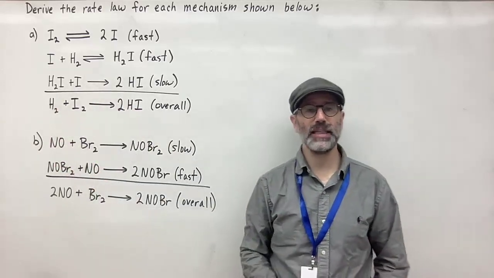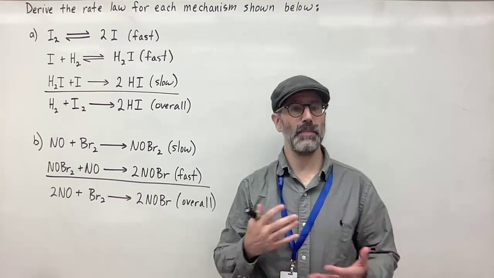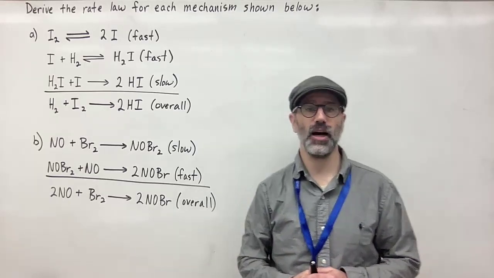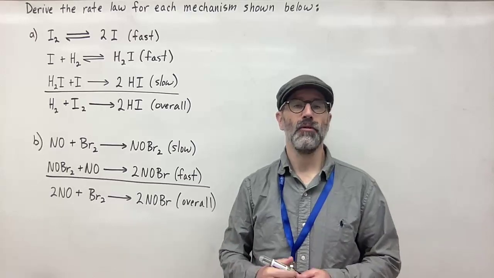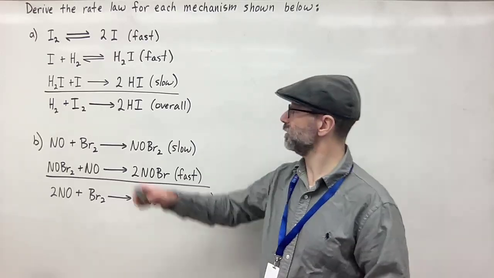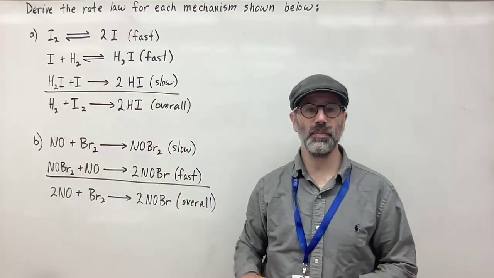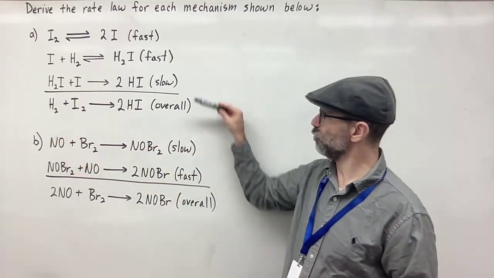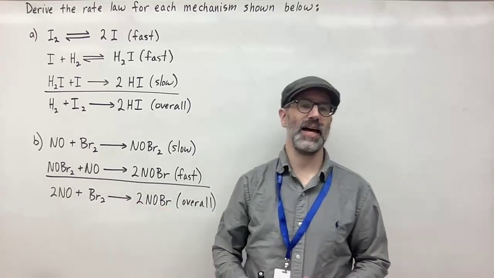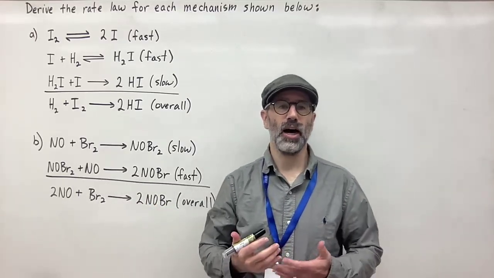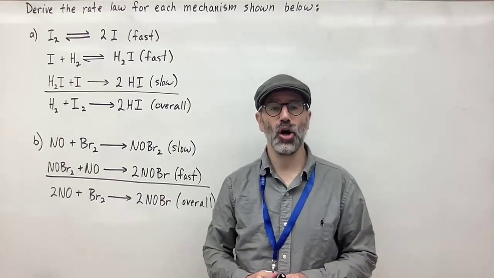There are two criteria that you need to meet in order to make sure you get the right rate law from the mechanism. First, all of the elementary steps should add up to the overall step. For both of these, they do indeed add up to the overall step. And the second thing is that the derived rate law must match what experiments say.